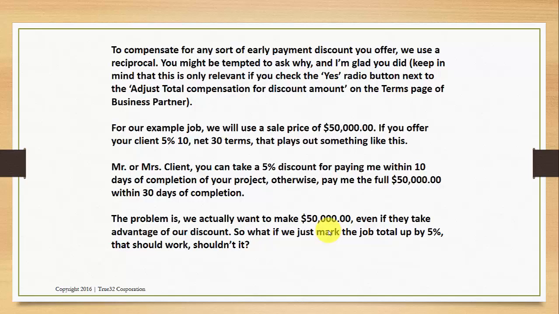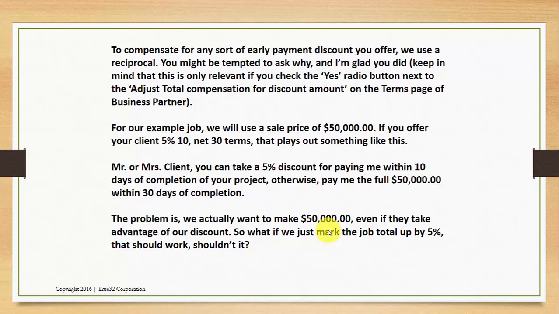If you offer your clients a 5% 10, net 30 terms, that plays out something like this. Mr. or Mrs. Client, you can take a 5% discount for paying me within 10 days of completion of your project. Otherwise, pay me the full $50,000 within 30 days of completion. The problem is we actually want to make $50,000 even if they take advantage of our discount.